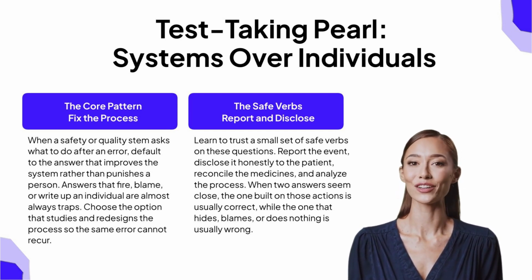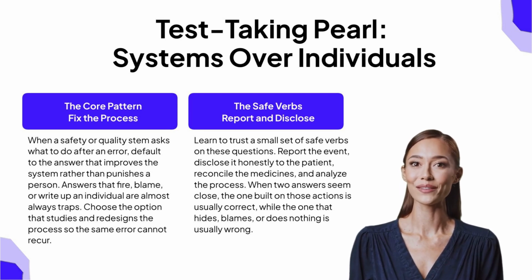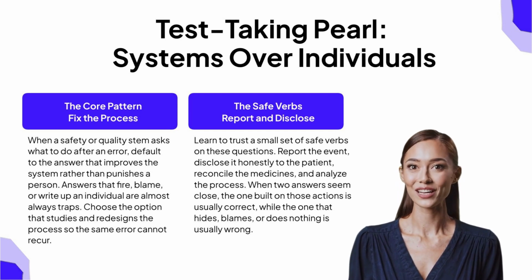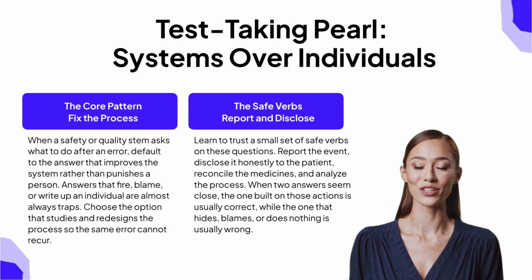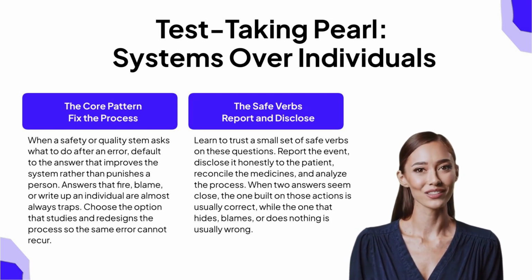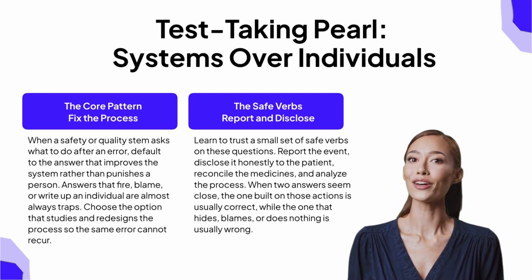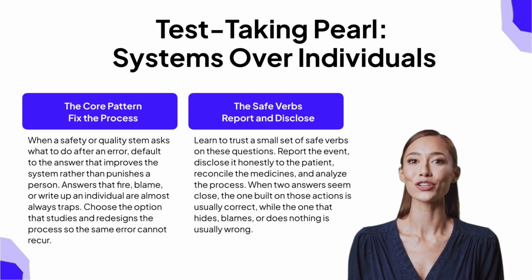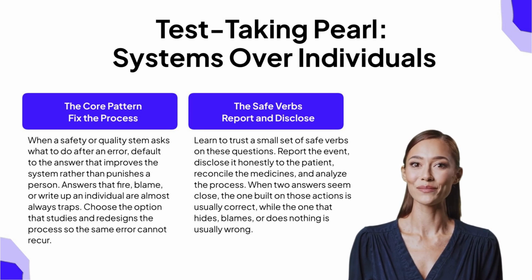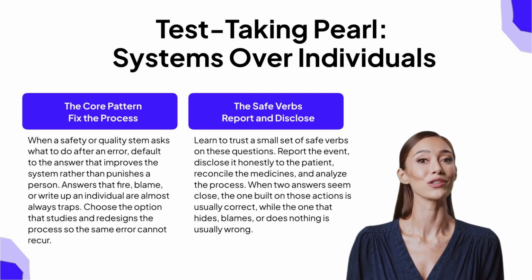Alongside that, learn to trust a small set of safe verbs. Report the event, disclose it honestly to the patient, reconcile the medicines, and analyze the process. When two answers feel close, the one built on those actions is usually correct, while the one that hides the error, blames a worker, or does nothing at all is usually wrong. Anchor on those verbs, and these questions become far more predictable.